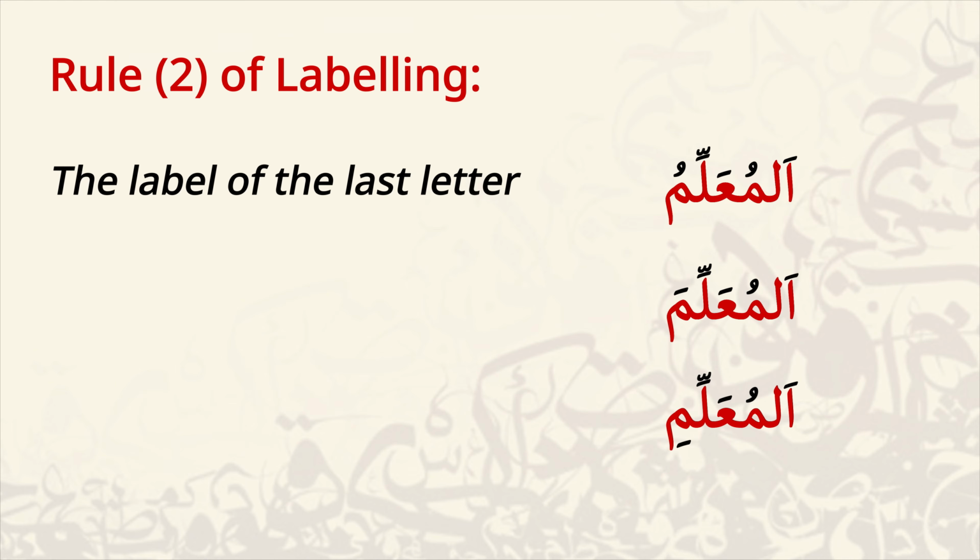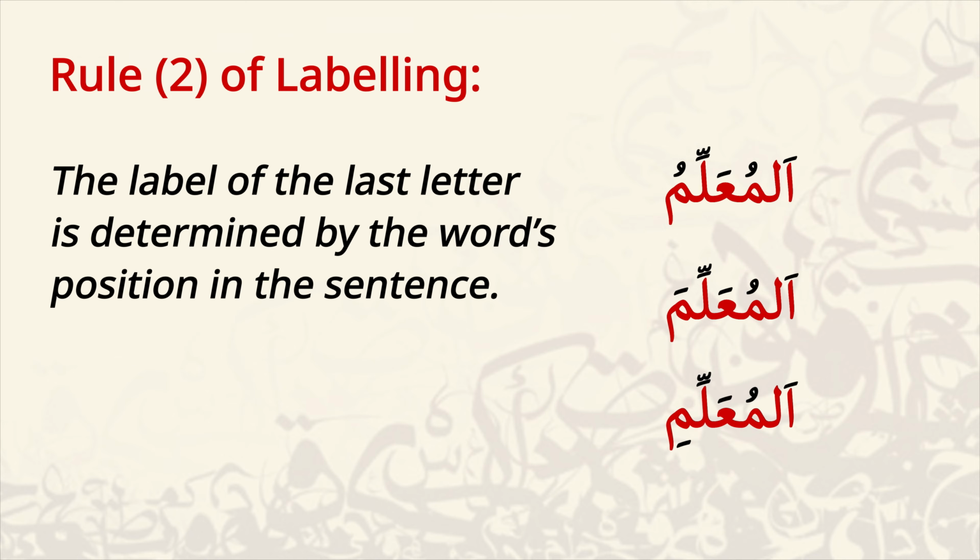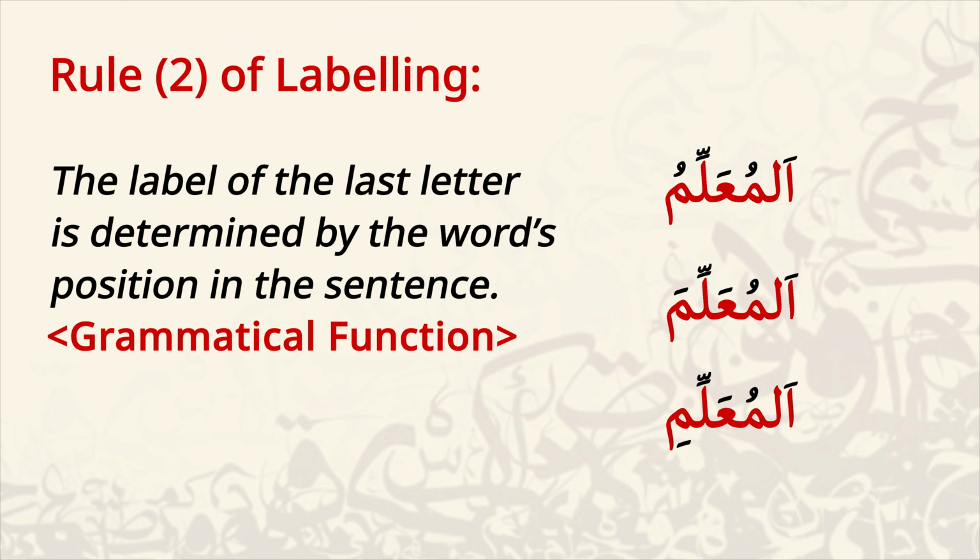The label of the last letter in a word is determined based on its position in the sentence or its grammatical function, which we call in Arabic al-i'rab. There is a common lesson about al-i'rab and its basics on this channel. On the other hand, the remaining letters of the word have the same labels with no change in the three sentences despite the change in the word's position.